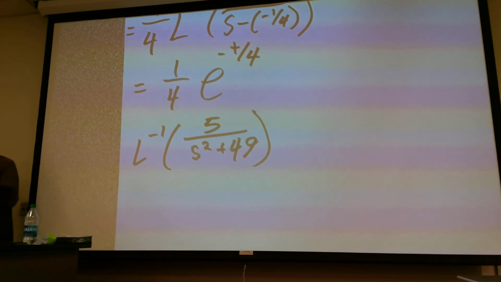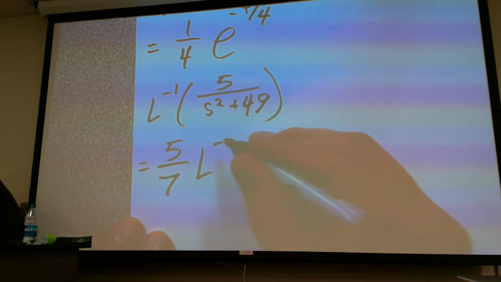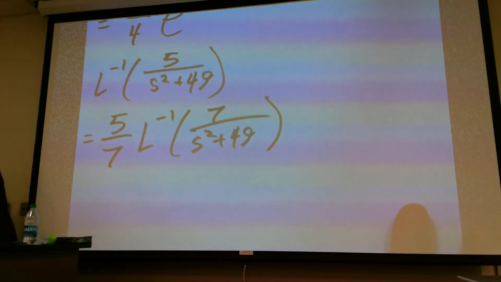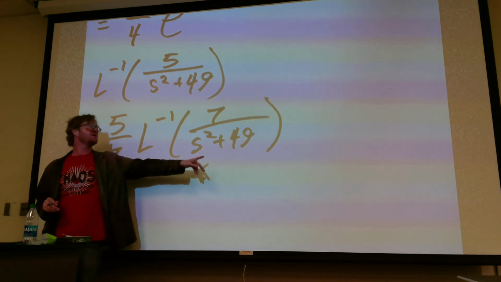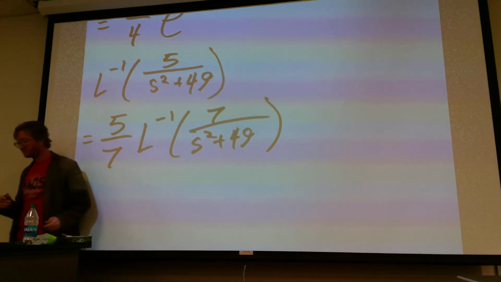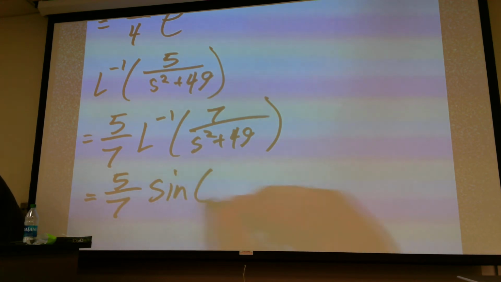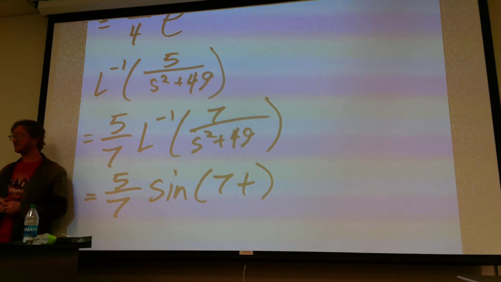So this is equivalent to writing 5 divided by 7 times L inverse of 7 divided by s squared plus 49. Now we have a k divided by s squared plus k squared, so I can use the formula. That would equal 5 divided by 7 times sine of 7t. So that's the inverse transform of that.